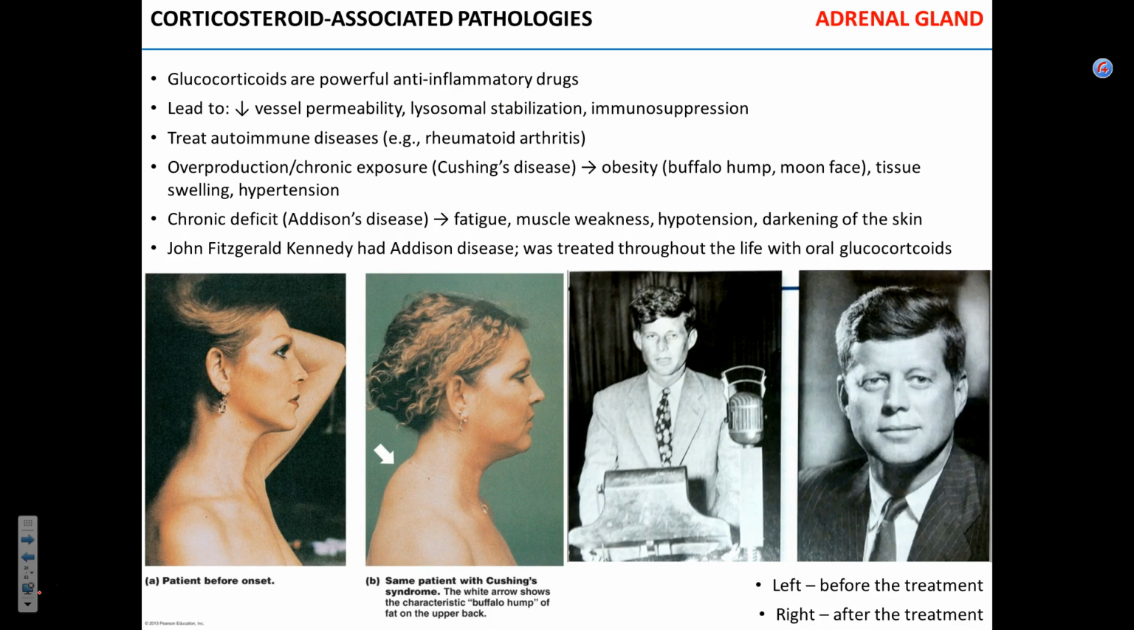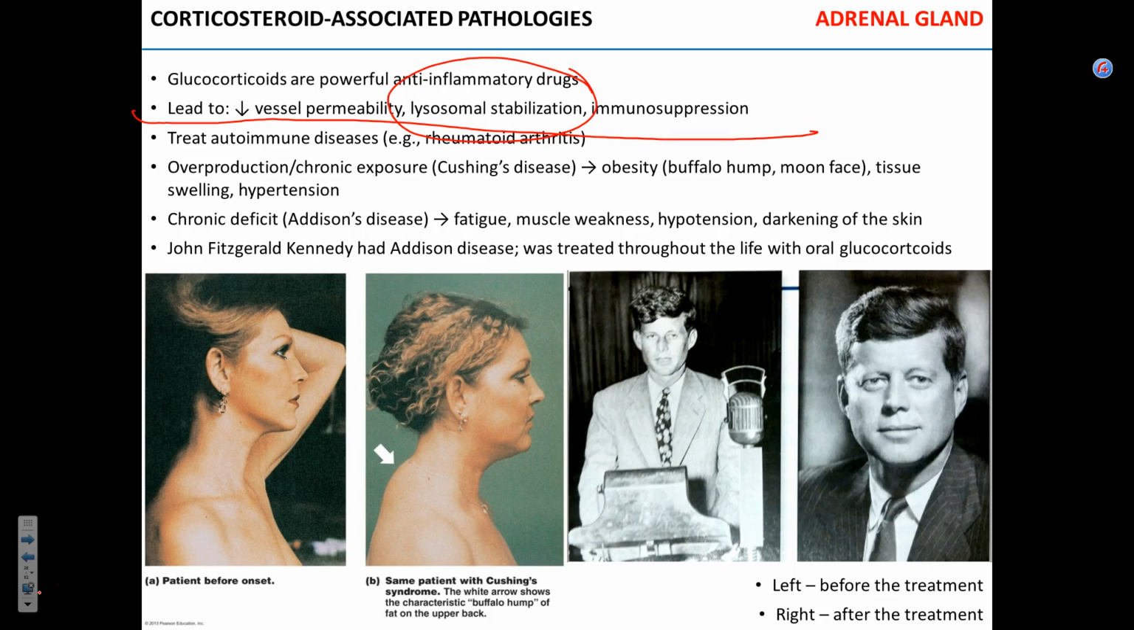Some people have to take glucocorticoids for various inflammatory conditions. Because they are good at preventing inflammation, they stabilize lysosomes, making your immune system less likely to attack the tissues. They decrease the permeability of the vessels, so white blood cells will not go into the tissues as readily.